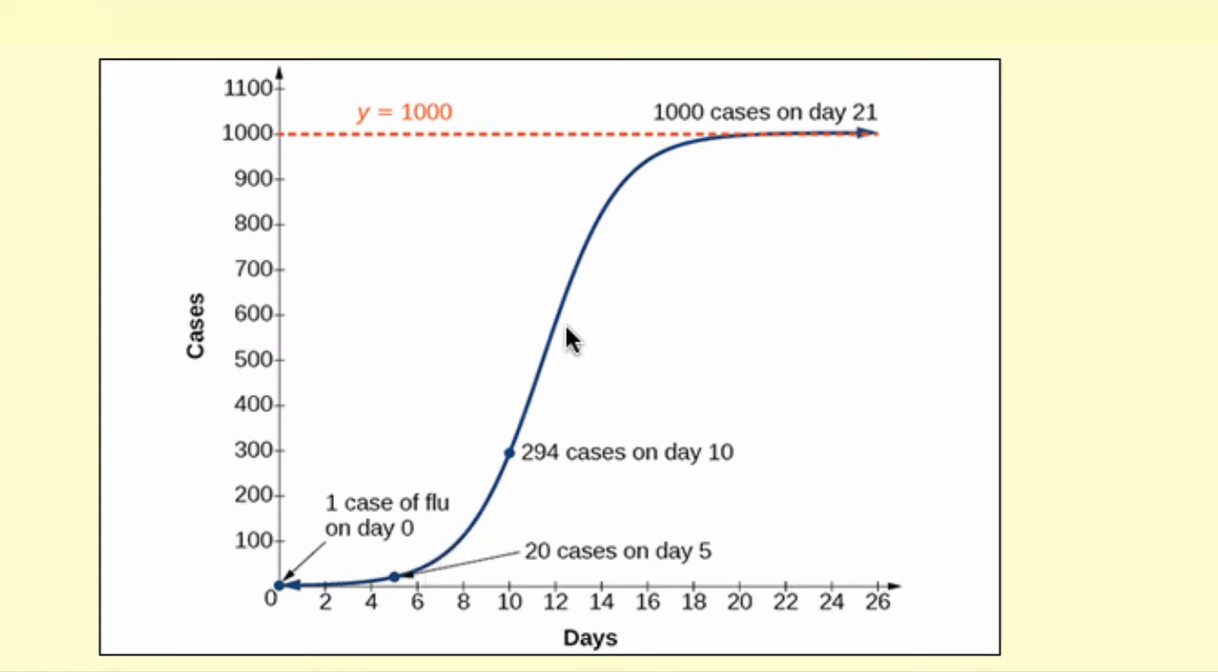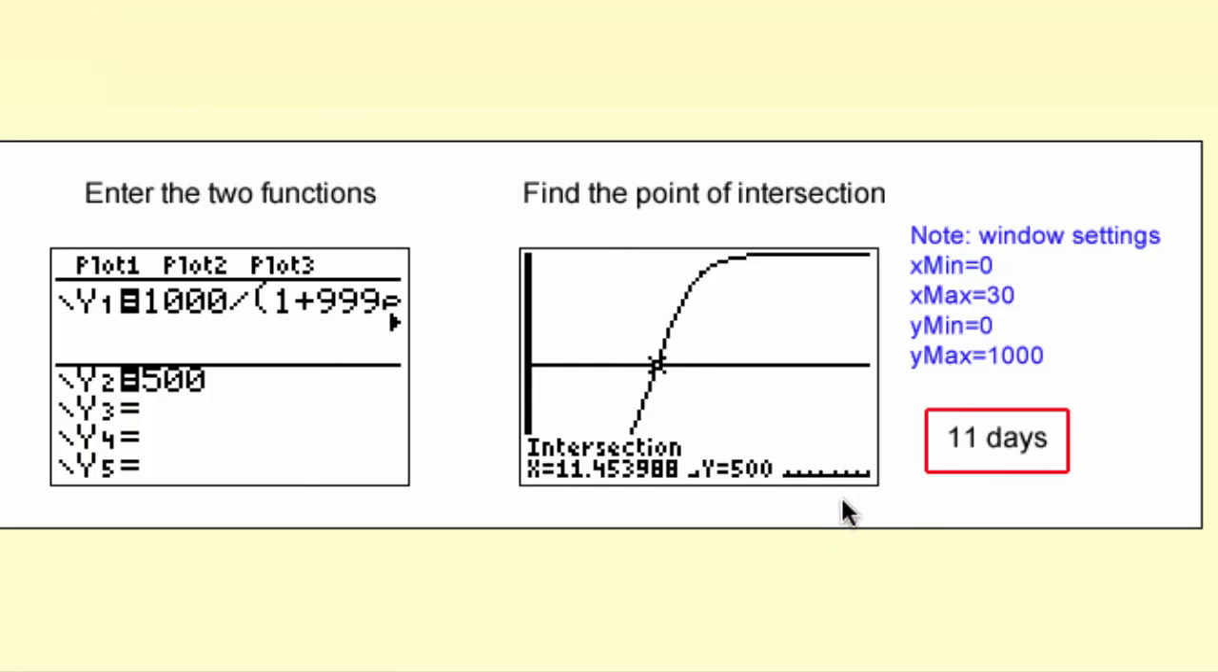And then eventually people who have the flu are interacting with people who already had it, so they're not going to be spreading it to those people, which is why the rate of spread starts to slow down as you reach the carrying capacity. So how do you find the number of days there will be so many cases of the flu? Well, what you can do is graph the logistic growth function and then graph as a second function the number of cases you're looking at, and the point of intersection, the x value, tells you the number of days. So about 11 days is half the cases.